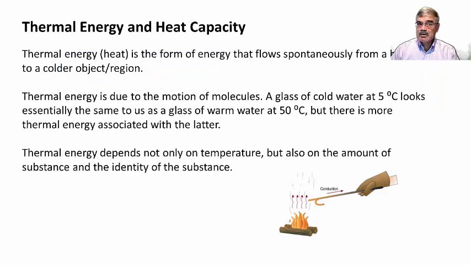Now, in this slide we talk about thermal energy and a concept called heat capacity. Thermal energy is a form of heat that flows from a hotter to a colder object. At some point we might refer to thermal energy as dissipated energy, but let's stick with this first definition to begin with. Thermal energy is the form of energy that flows spontaneously from hot to cold.